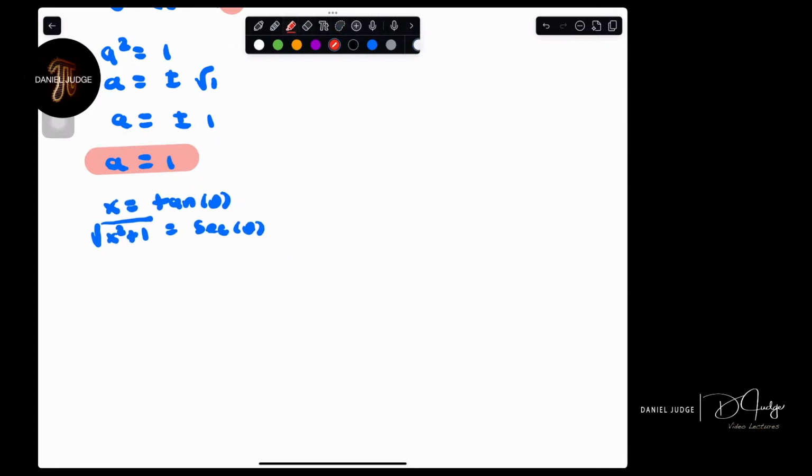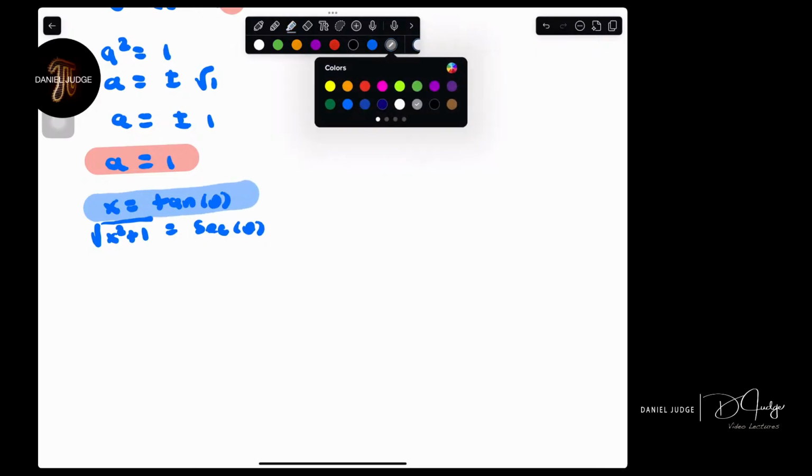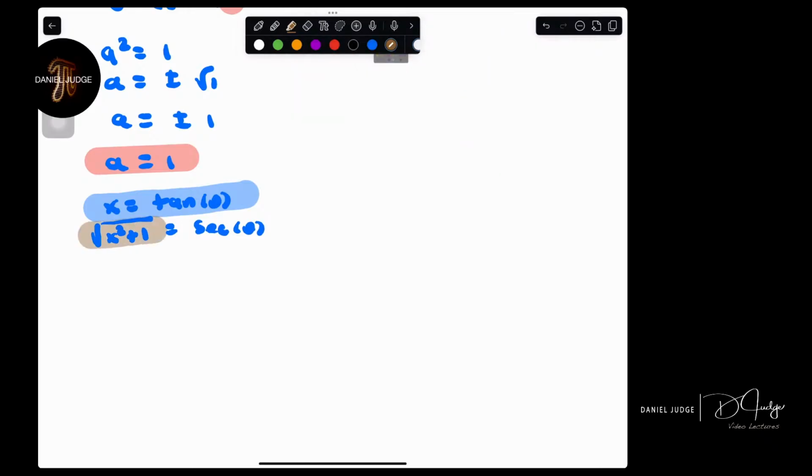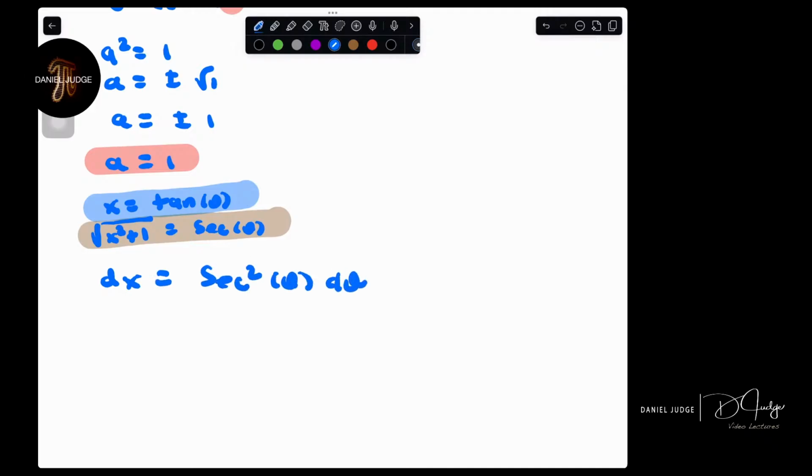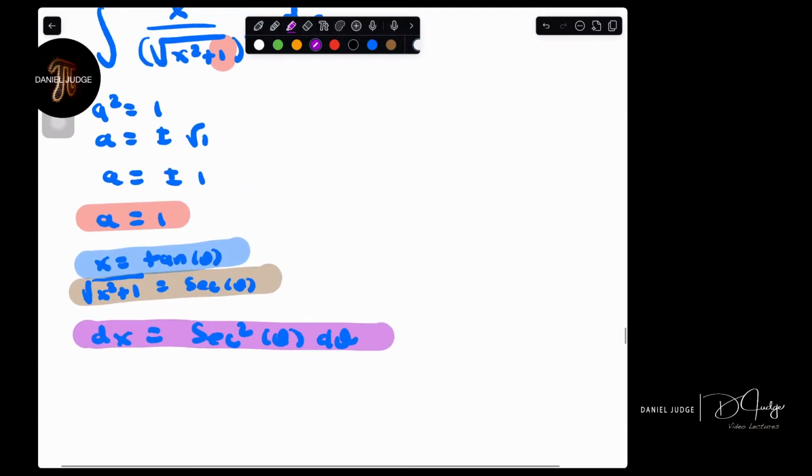So we have the x portion, we have the radical. Don't forget we need dx. So the derivative of tangent is secant squared d theta. Okay. So let's take a look at what this would be in our trig substitution.